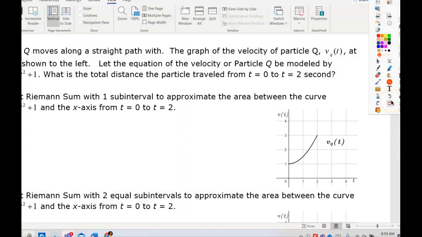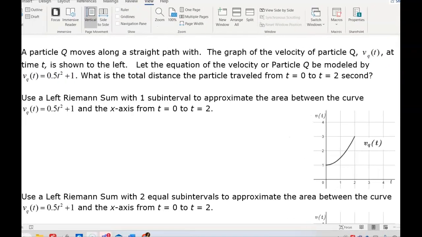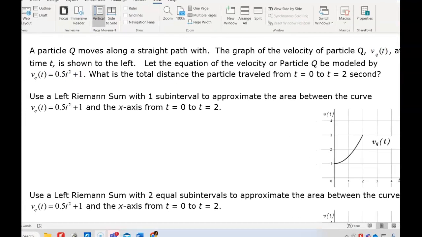This is what I added to my slide and got deleted. So it says a particle moves along a straight path. The graph of the particle is given below. That's the equation for the particle. It says what's the total distance from 0 to 2? We're going to investigate the total distance from 0 to 2 using Riemann sums.